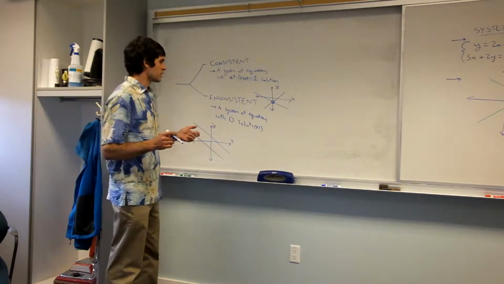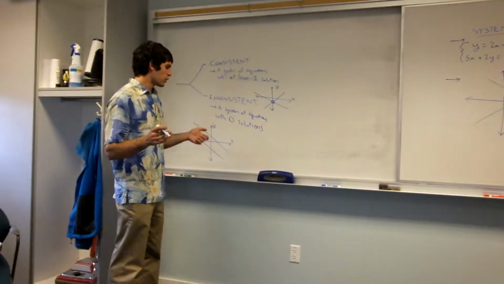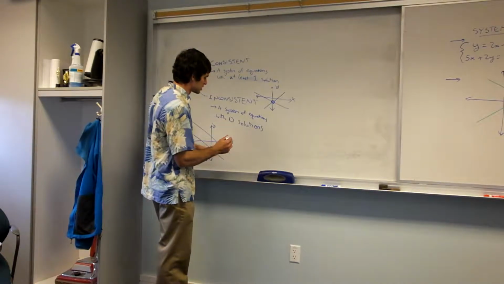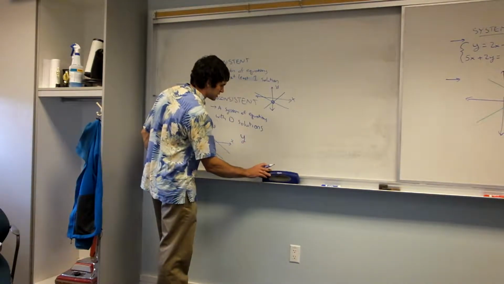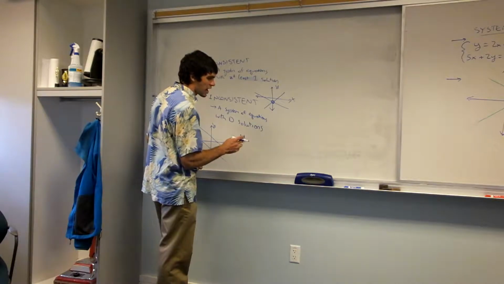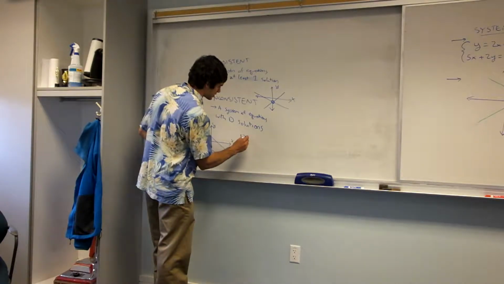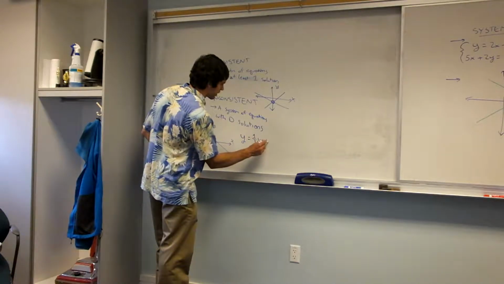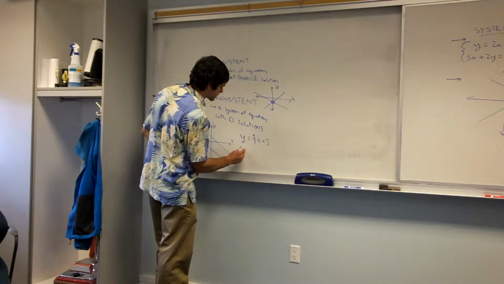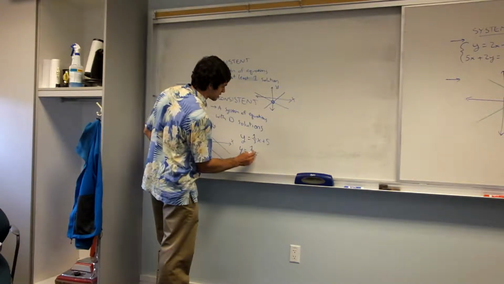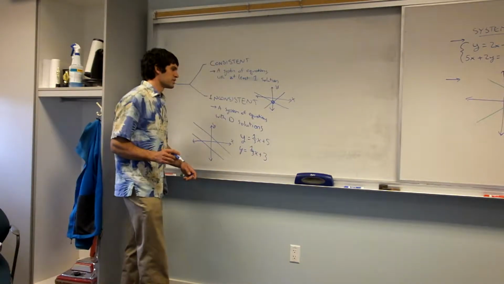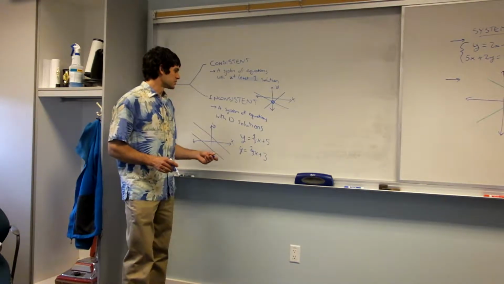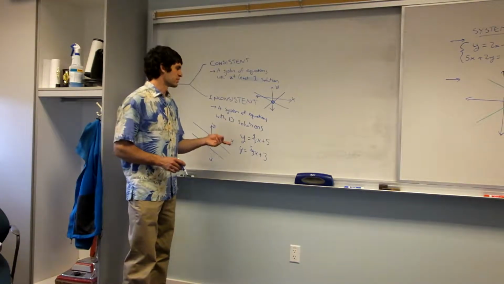So what do these look like with an equation representation? An inconsistent system of equations would be two lines that are not the same but have the same slope. So you could have y is equal to 1/3 x plus 5, and y is equal to 1/3 x plus 3. Again, there are so many possibilities for examples of inconsistent systems of equations.